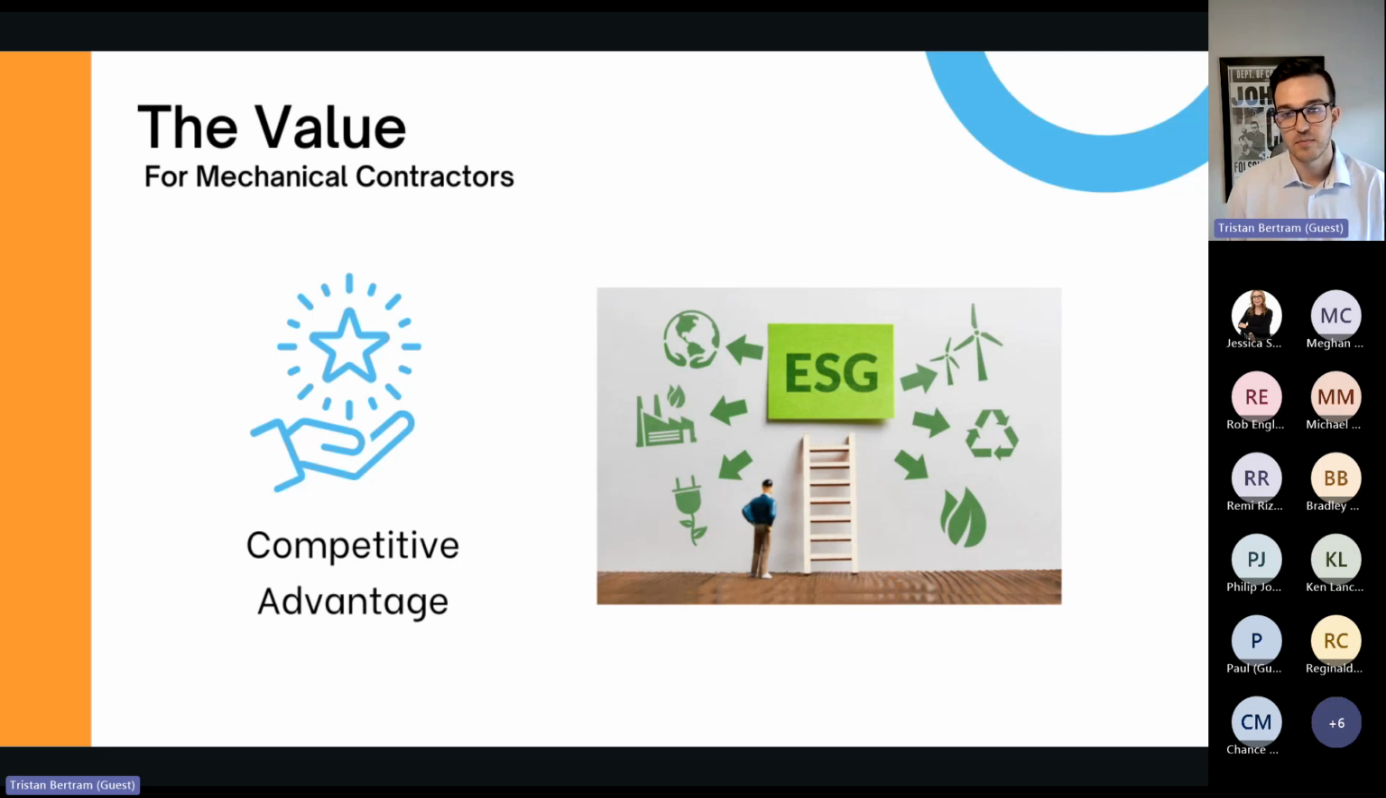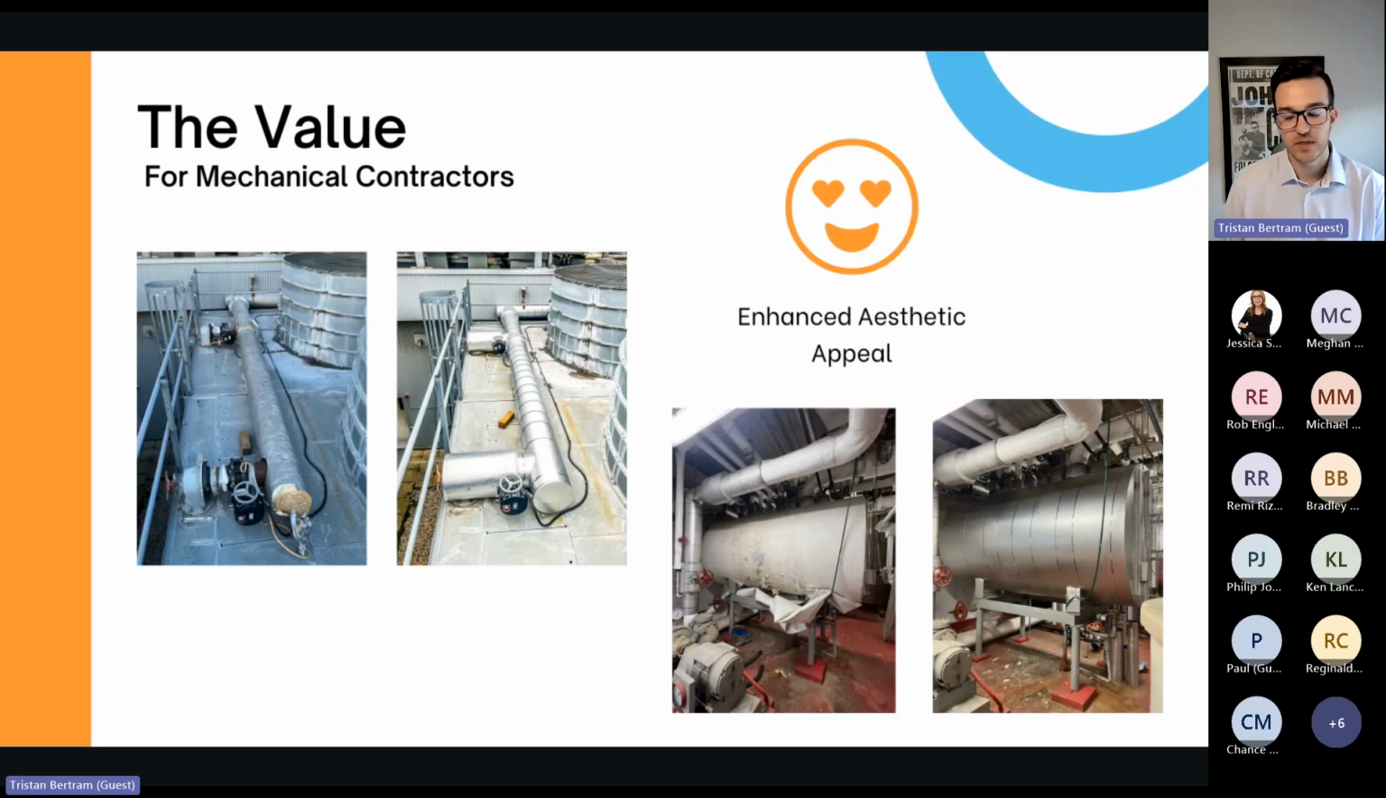Collaborating with an insulation contractor provides a competitive advantage. A strong focus on achieving excellence in insulation practices aligns with ESG criteria and helps distinguish mechanical contractors from their competitors. This approach can attract new clients and strengthen market position over time. And finally, QAC programs emphasize proper installation techniques and attention to detail, resulting in a cleaner, more professional finish. This enhances the visual appeal of the mechanical system and the surrounding spaces, leaving a positive perception of the building's quality and craftsmanship.